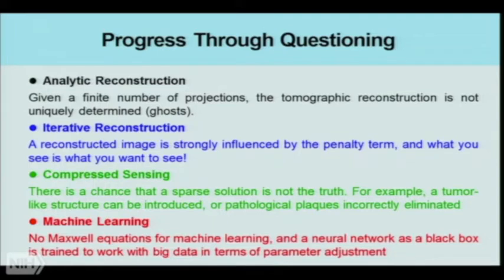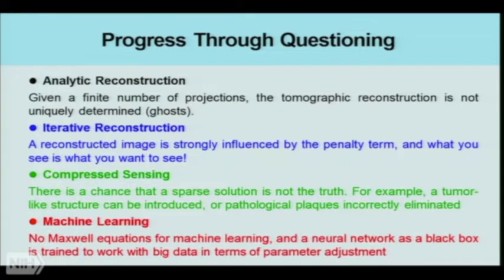And we know, even in principle, with compressed sensing there is a small chance that the sparse solution is not the truth. So we show examples where, with compressed sensing, tumor-like structures could be introduced, or some pathological plaques may be incorrectly removed. But the problem doesn't stop compressed sensing from being applied in practice. As long as you do good work with good algorithm design and validation scheme, you can produce useful results.